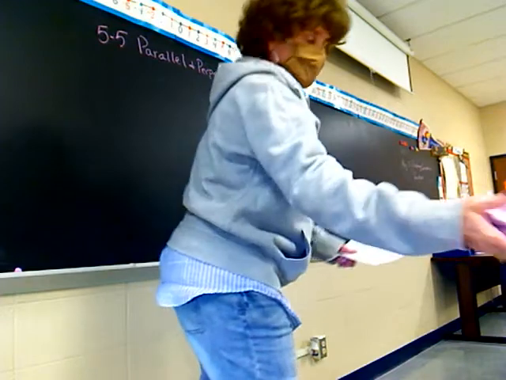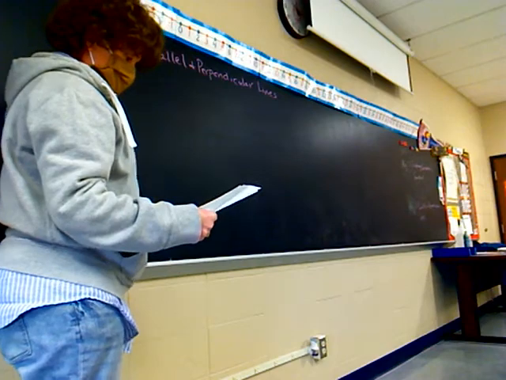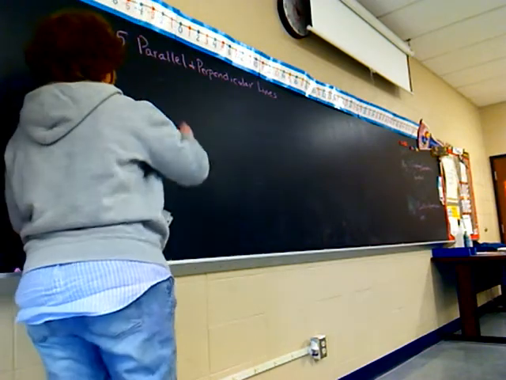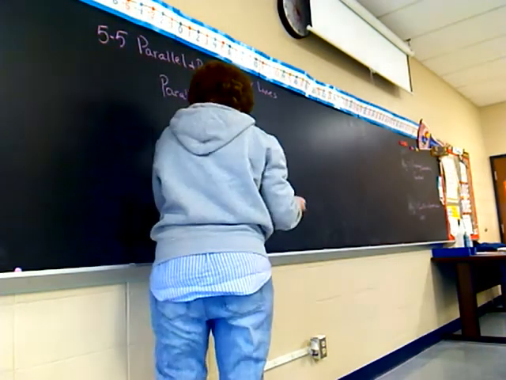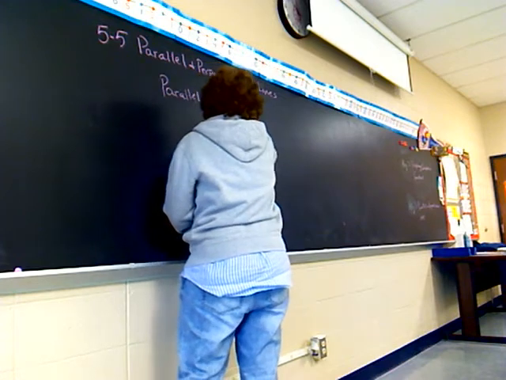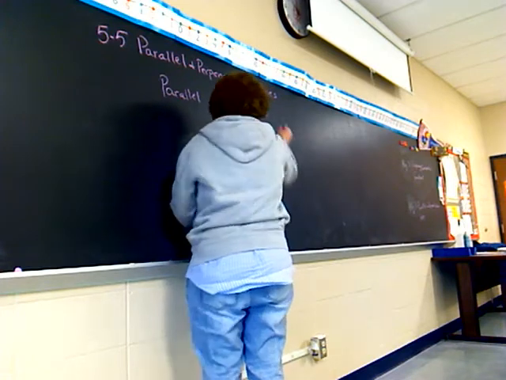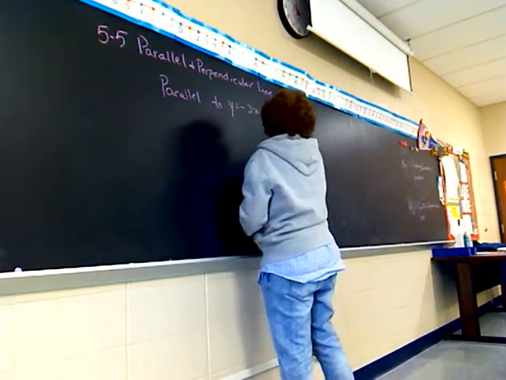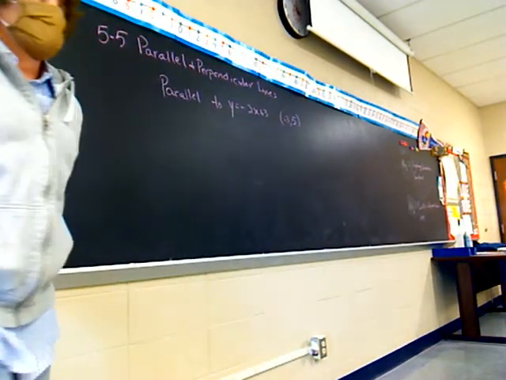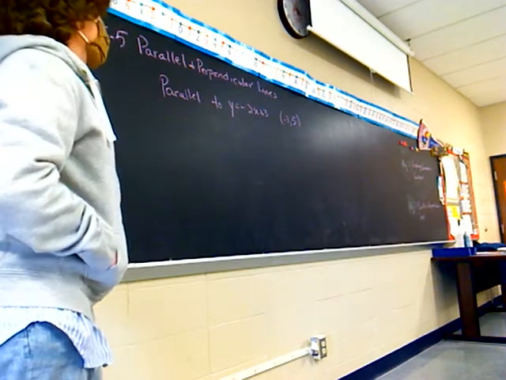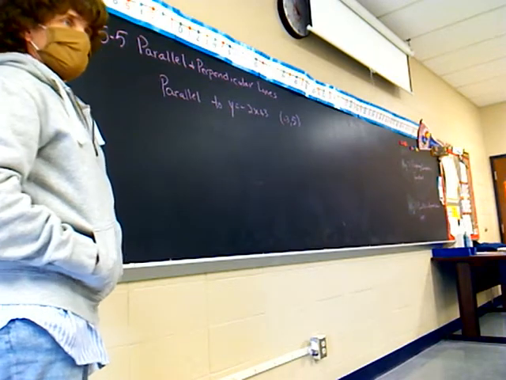Where we use this is where we start writing equations. We're going to write parallel equations in point-slope form. I want to write an equation for a line that's parallel to the given line. So it'd be parallel to y = -2x + 3, and it goes through the ordered pair (-3, 5). So we're going to write an equation for a line that goes through that ordered pair, and it's parallel to the given line.